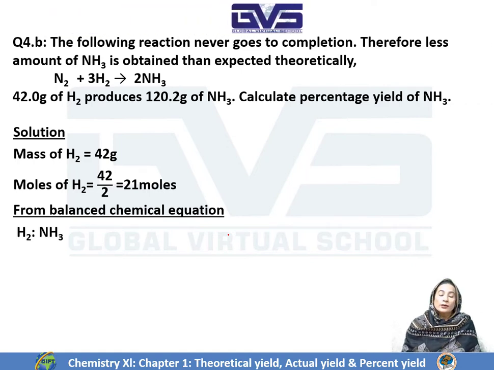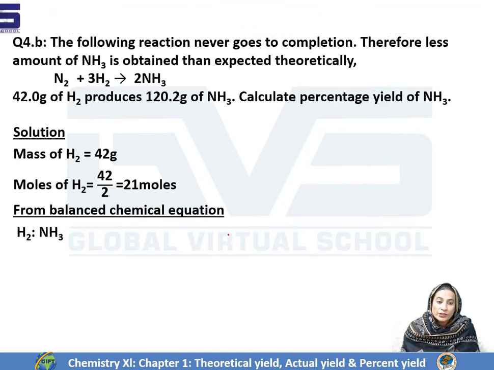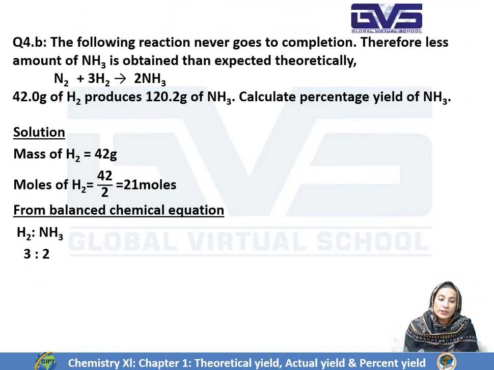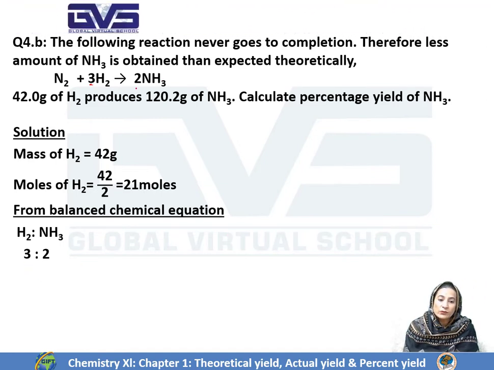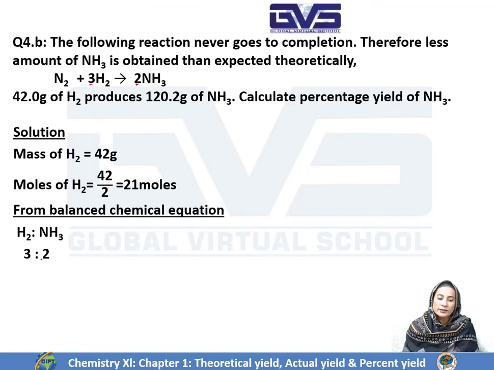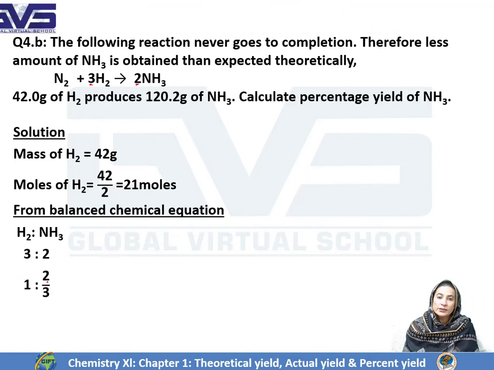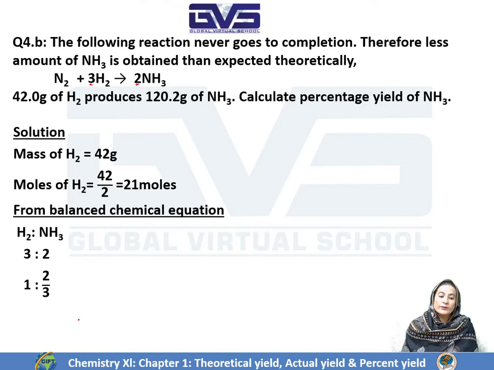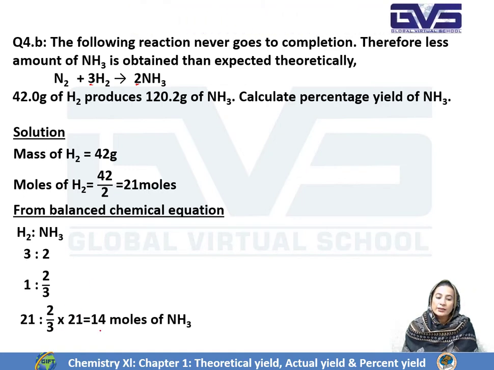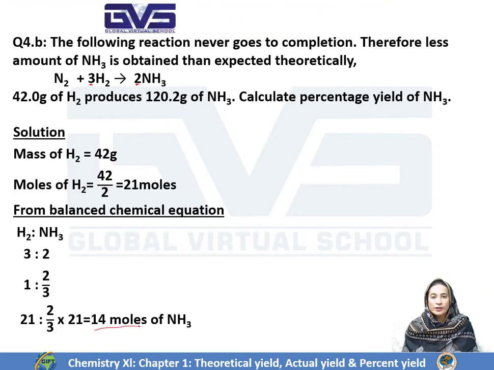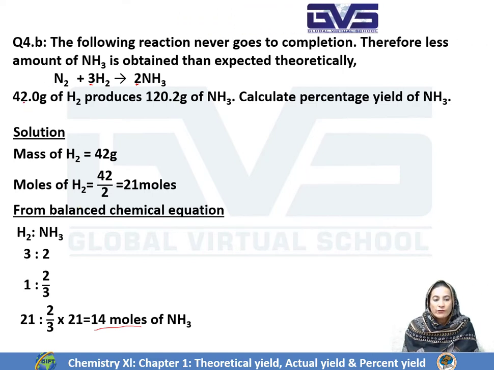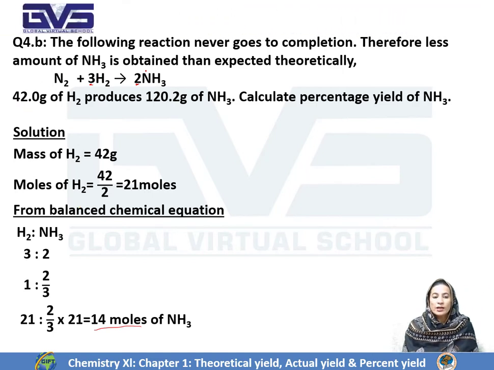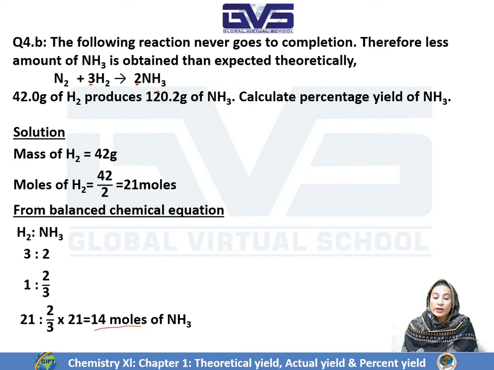So from the balanced chemical equation, 3 moles of hydrogen give 2 moles of ammonia. And 1 mole will give 2 by 3. And 21 moles will give, multiply this, 14 moles of ammonia. So with the help of 42 grams of H2, 14 moles of ammonia form.